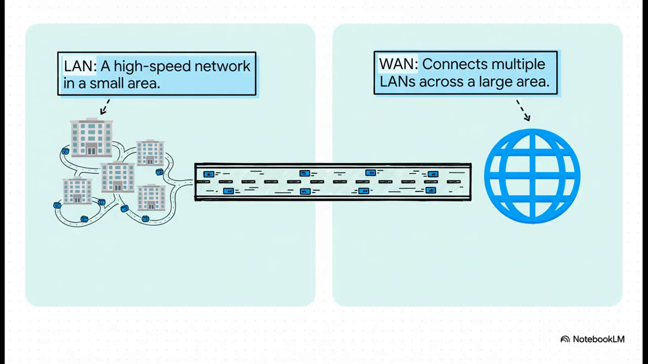Now, think of the internet world as having two main types of roads. You've got your LAN, the local area network. That's like the local streets in your neighborhood, super fast and contained. And then you have the WAN, the wide area network. That's the massive interstate highway system connecting all those different neighborhoods. The internet, of course, is the biggest WAN there is.